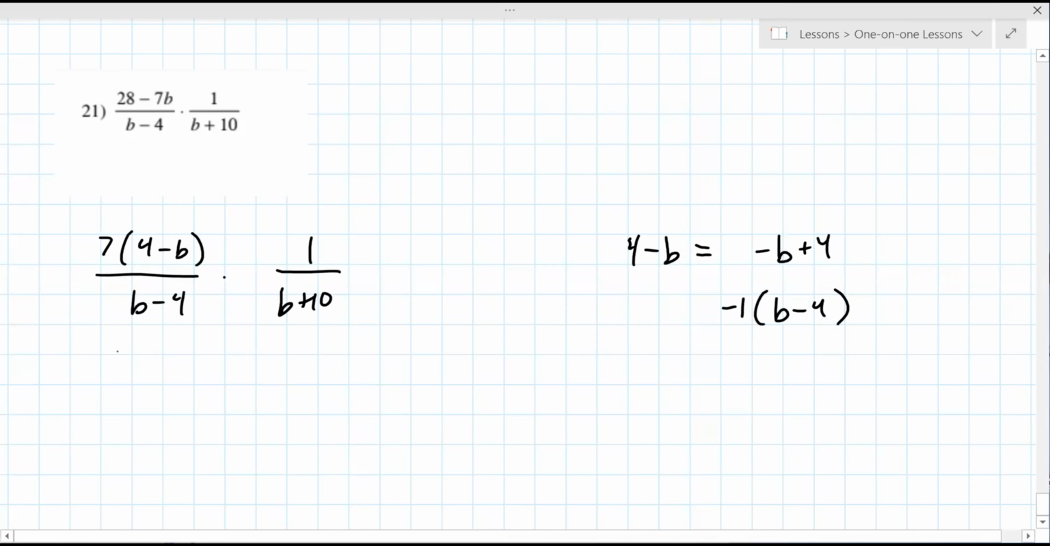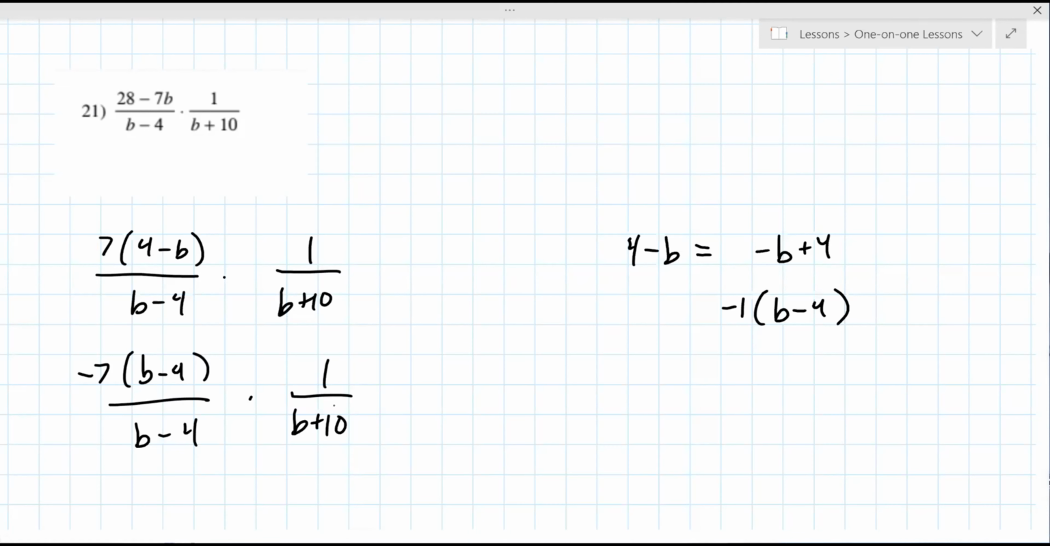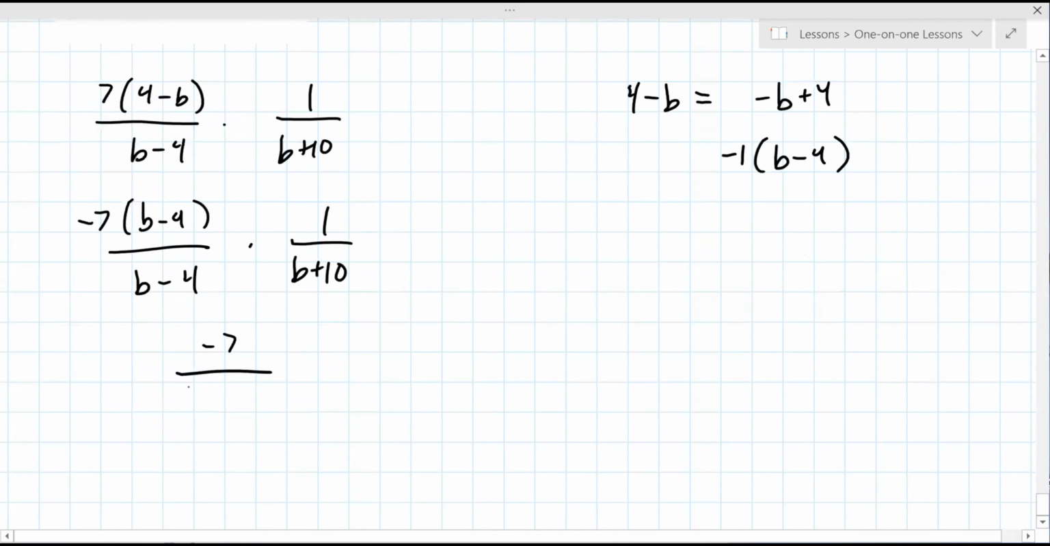So that negative comes out in front, it becomes negative 7 times b minus 4 over b minus 4 times 1 over b plus 10. There's a negative 7 over b plus 10, right? Yes. So it becomes negative 7 over b plus 10. Perfect. 22. That actually works out nicely. It does. What does it reduce to?